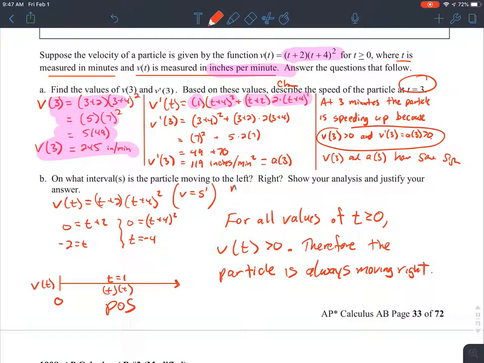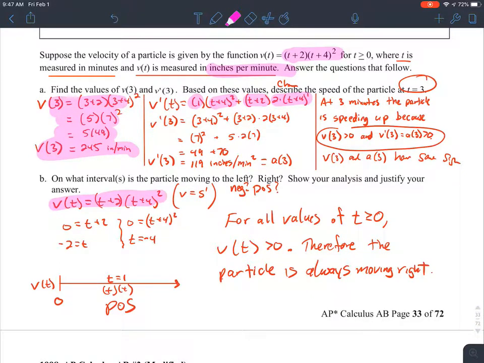Part B. On what intervals is the particle moving to the left or right? It's asking when is the velocity negative or positive. How do we find when things are negative and positive? We make a first derivative sign diagram. Now keep in mind that the velocity is the first derivative. So we're making a velocity sign diagram.